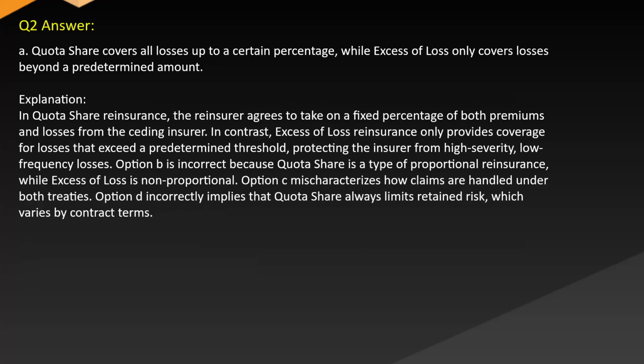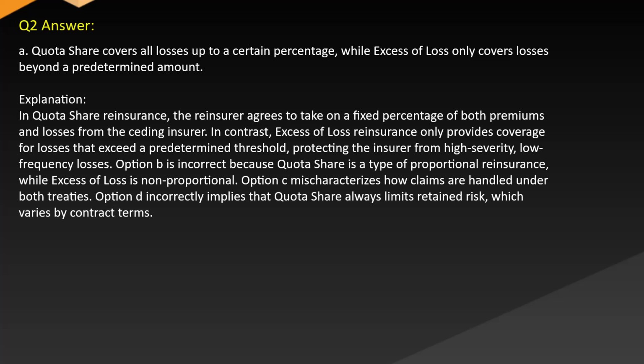Answer A. Quota share covers all losses up to a certain percentage, while excess of loss only covers losses beyond a predetermined amount. Explanation. In quota share reinsurance, the reinsurer agrees to take on a fixed percentage of both premiums and losses from the ceding insurer.